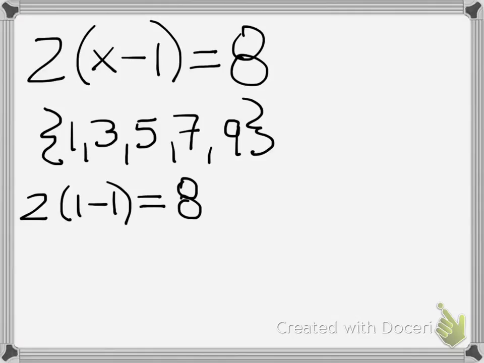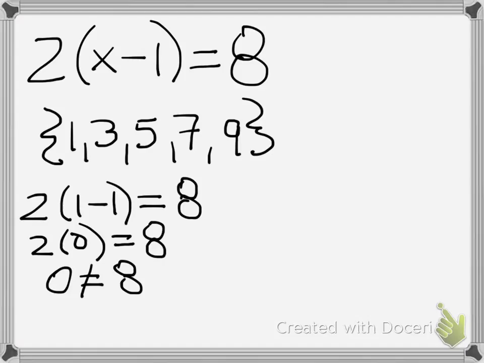And I do order of operations first, so 1 minus 1 in parentheses, which is 0. 2 times 0 is 0, so 0 does not equal 8, so the number 1 is not a solution. I continue to do this for each number after that.